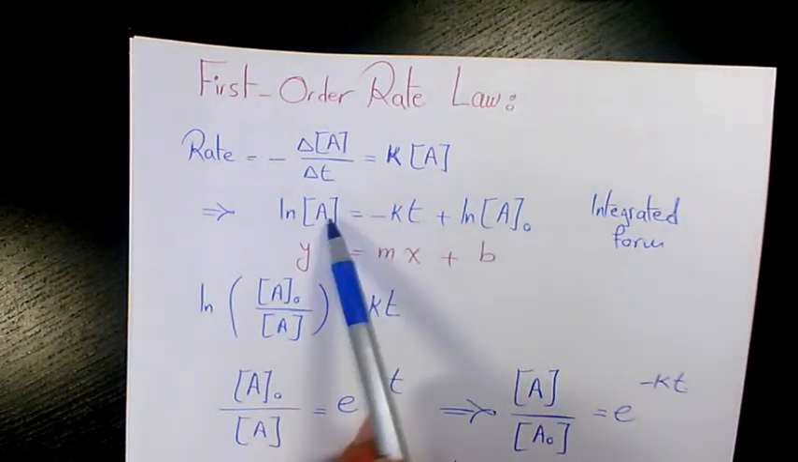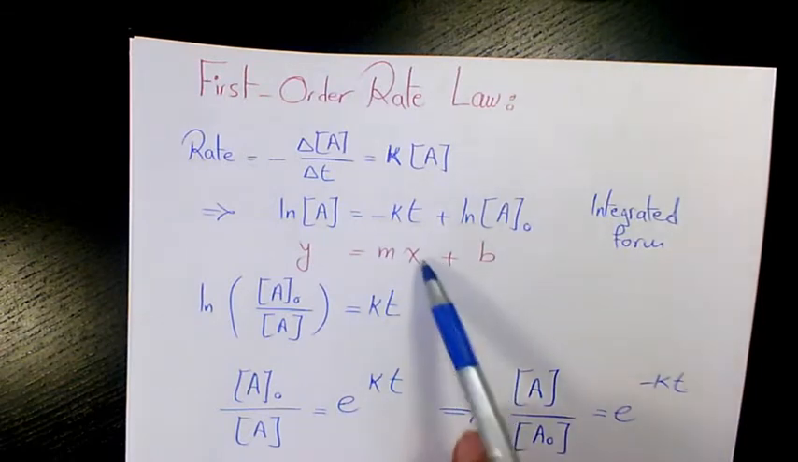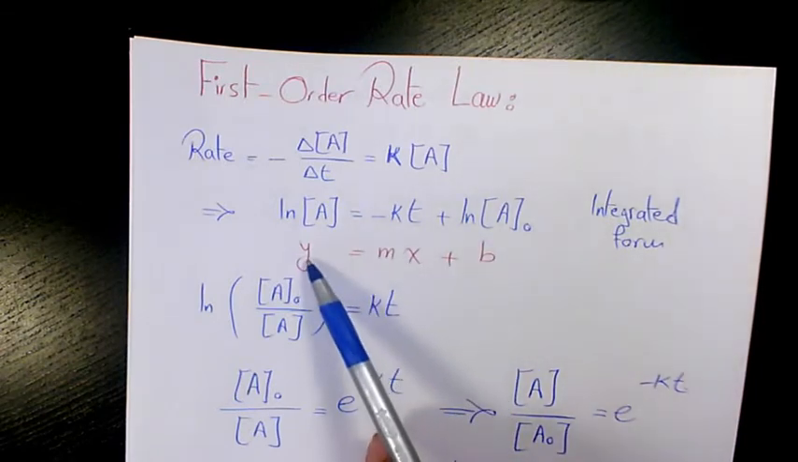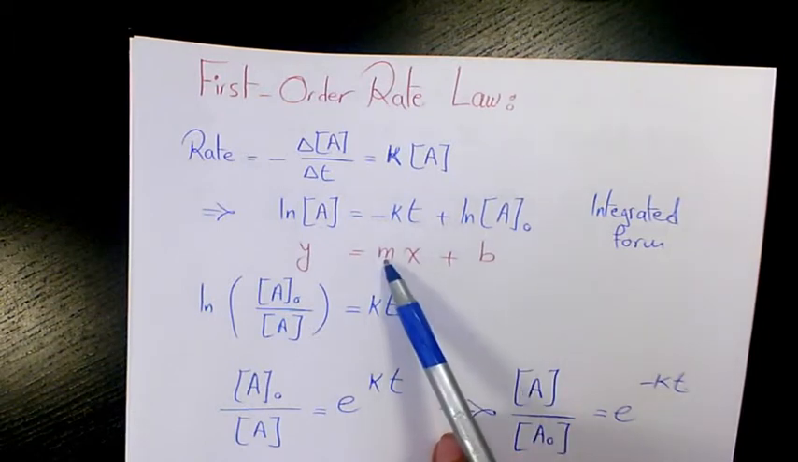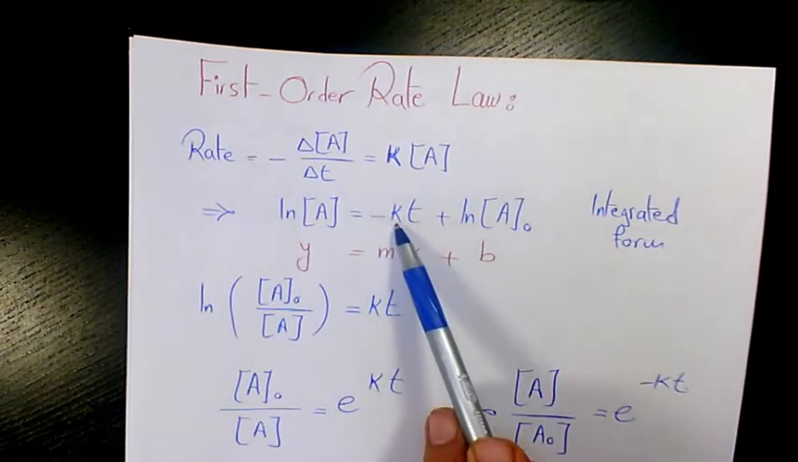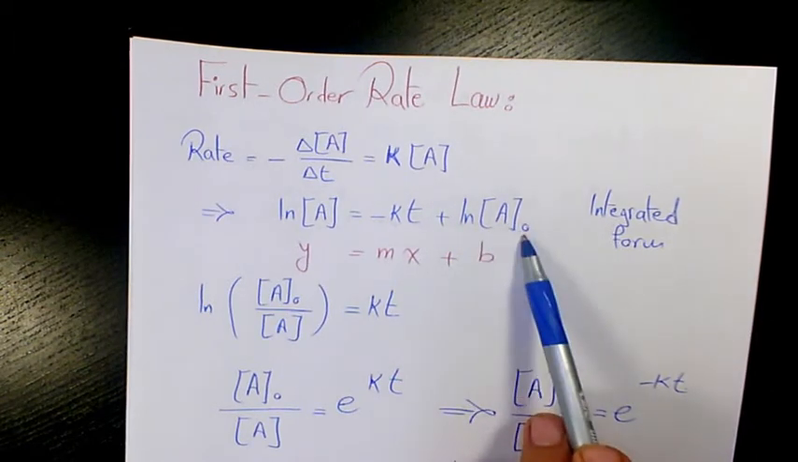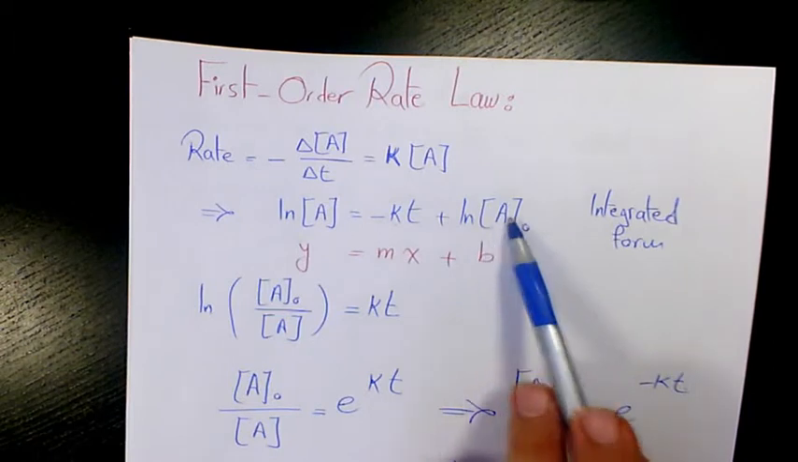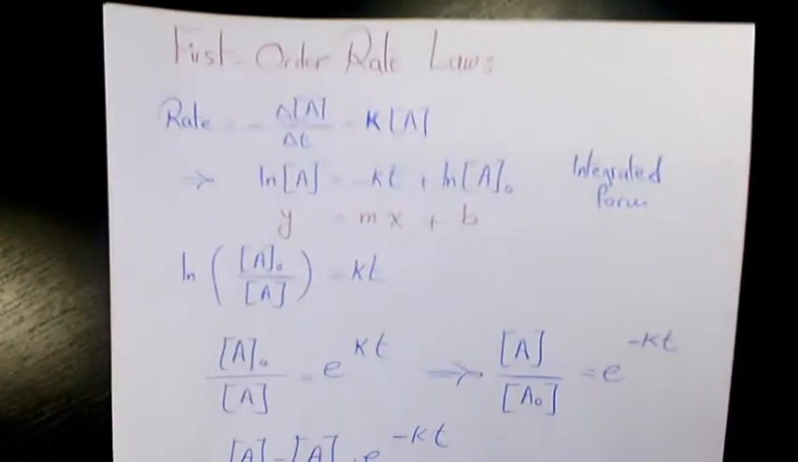And if we plot ln[A] with respect to time, we're going to end up with a straight line, which is going to be y equals mx plus b. m is the slope, which equals negative k, and b, the y-intercept, equals ln[A]₀. So the y-intercept is ln[A]₀ and the slope is negative k.